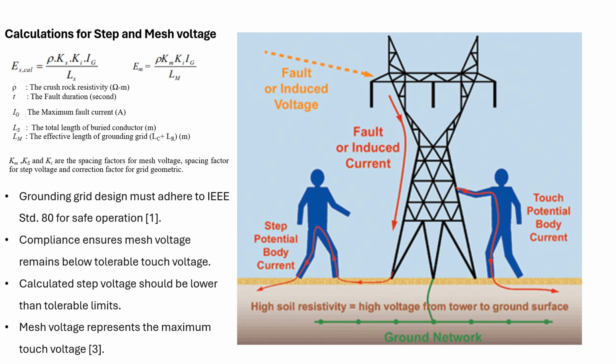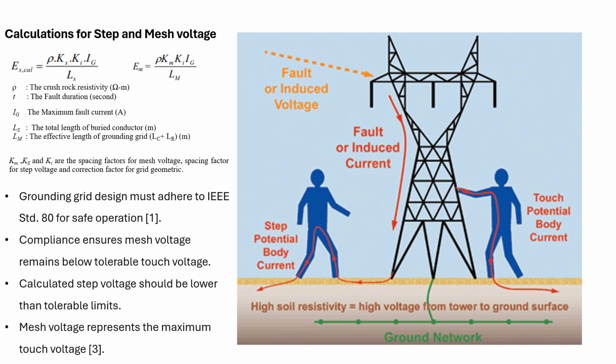So how we calculate the step voltage and mesh voltage is shown here in the formulas given below. As you can see, the parameters that are involved are rho, which is the crushed rock resistivity, T, which is the fault duration in seconds, Ig, the maximum fault current, and Ls, the total length of the buried conductor in meters. Lm is the effective length of the grounding grid. Here are some of the spacing factors like Km, Ks, and Ki, which are used for the mesh voltage calculation, the spacing factor for step voltage, and the correction factor for the grid geometry.